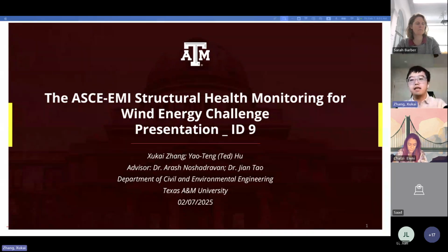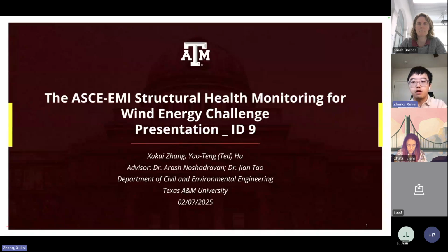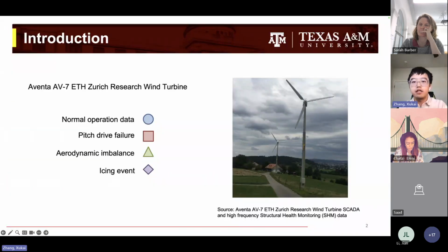Okay, hello everyone. Our group ID is 9. My name is Zukai Zhang, and I'm from the Department of Civil and Environmental Engineering at Texas A&M University. Our team also includes Ted and our advisors, Dr. Nosha Driven and Dr. Tao, all from Texas A&M. For this challenge, we use the Aventa AV7 ETH Zurich research wind turbine as shown in the picture. Using the provided structural health monitoring data, our goal is to accurately distinguish between 3 failure events and normal operation, helping improve future predictions.